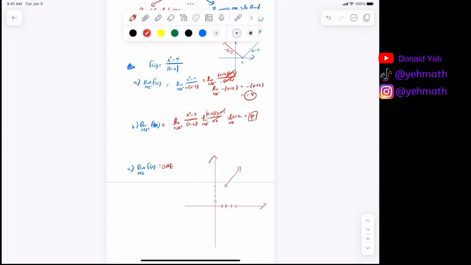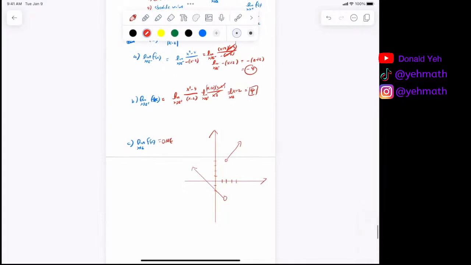And then on the left side, I'm going to use negative x, negative 2. So it's going to go in this way, and it's going to have this. So it becomes a jump discontinuity. Do you guys see that jump discontinuity? And this is known as a non-removable discontinuity.